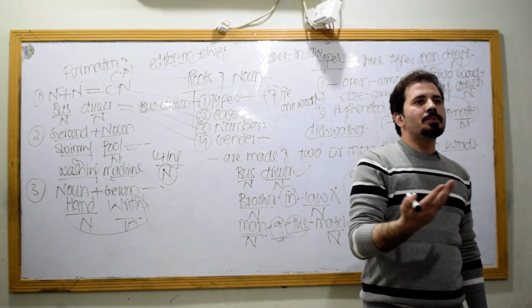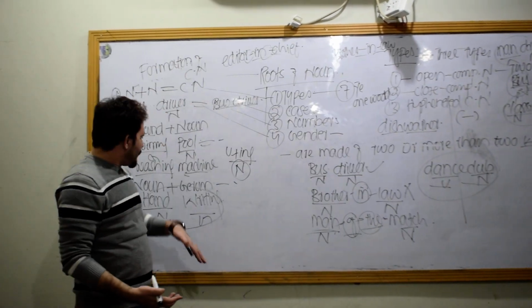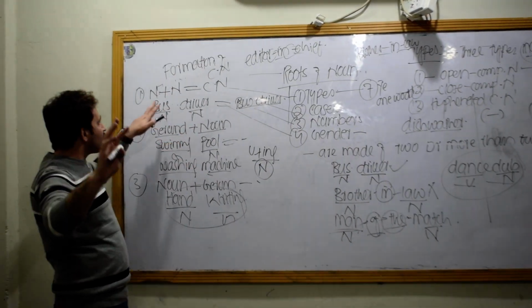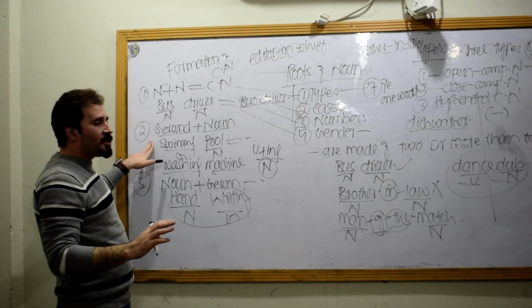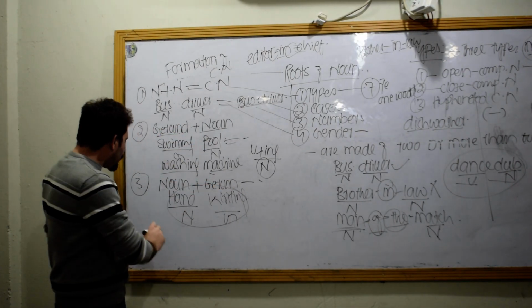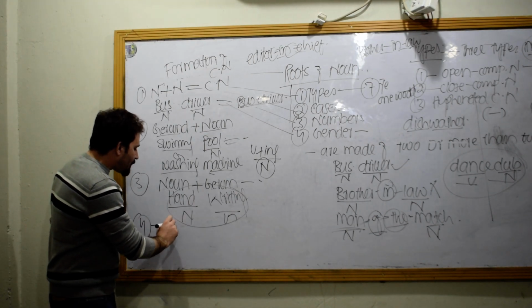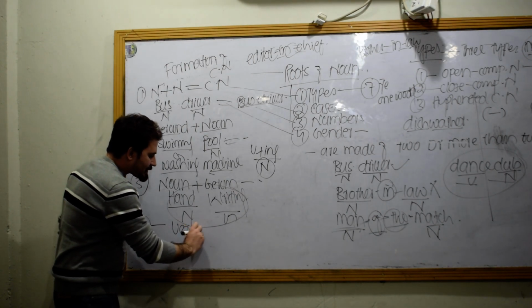So this is computer programming. Computer is a noun, programming is a gerund. Clear? So three formations. Number one formation was noun plus noun. Second formation was gerund plus noun. Third formation, we talked about noun plus gerund. Fourth formation, we want to talk about, we can form compound noun by verb plus noun.